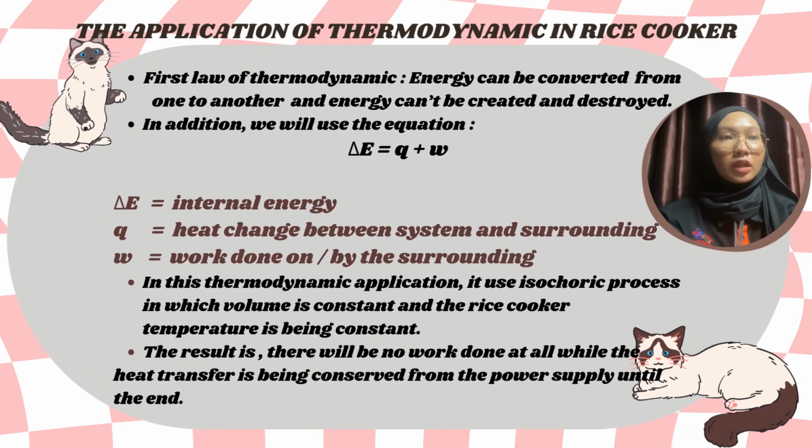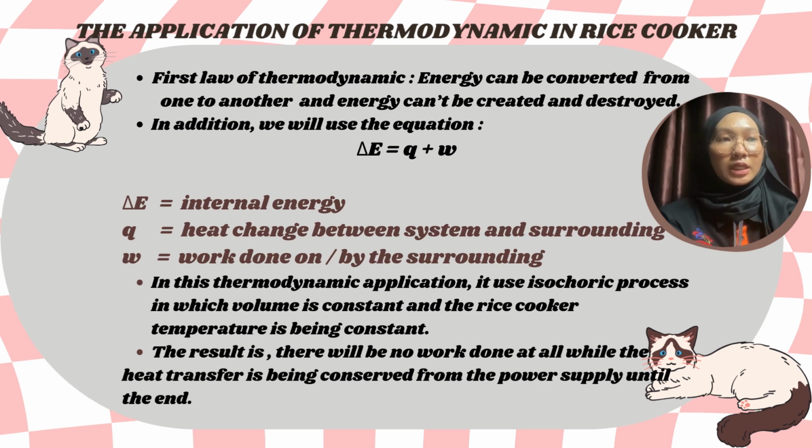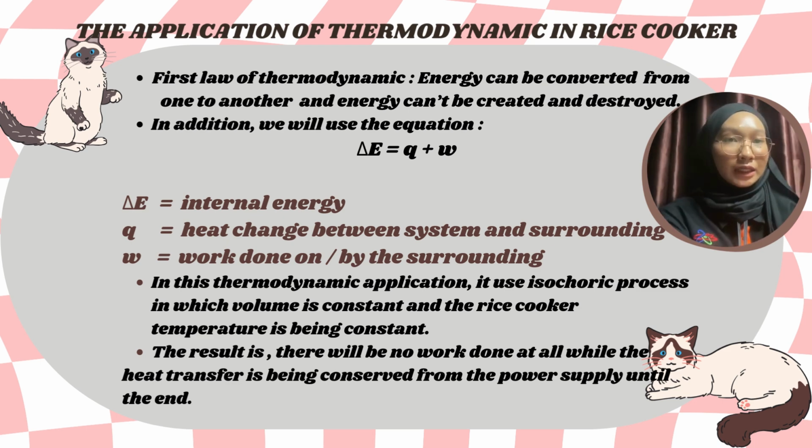The definition of the first law of thermodynamics is energy can be converted from one form to another, and energy can't be created or destroyed. In addition, we will use the equation delta E is equal to Q plus W. Delta E is internal energy, while Q is the heat change between system and surrounding. And last but not least is W. W is work done on or by the surrounding.